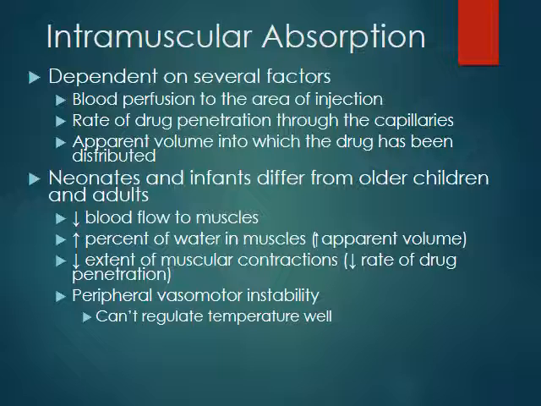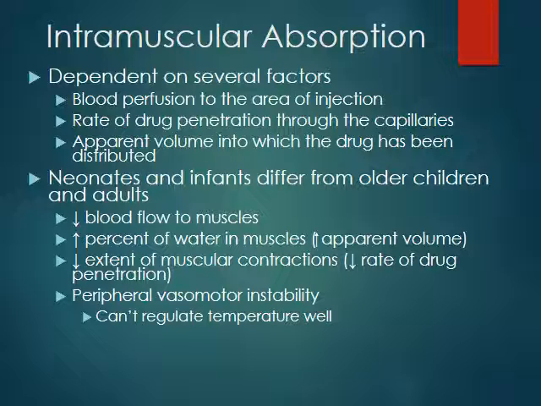So when we're looking at neonates and infants, they're going to differ from older children and adults because, one, they have less blood flow going to the muscles. And in general, they have a higher percent of water within the muscles. Someone described young pediatric patients as kind of being big bags of water. So for those medications, especially those that are more hydrophilic, they have a higher apparent volume of distribution because of that. And so it's going to work to slow down absorption of medication from these intramuscular spaces. They're also going to have a decreased extent of muscular contractions, which means that the drugs are not going to penetrate quite so well or as quickly.